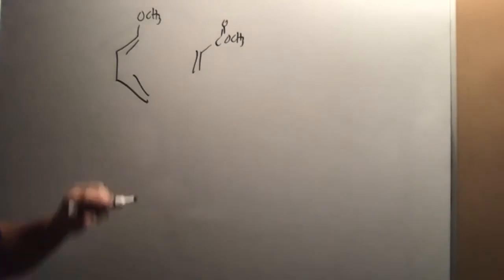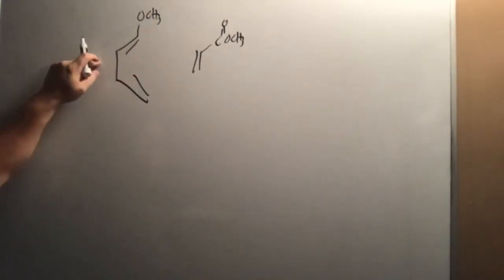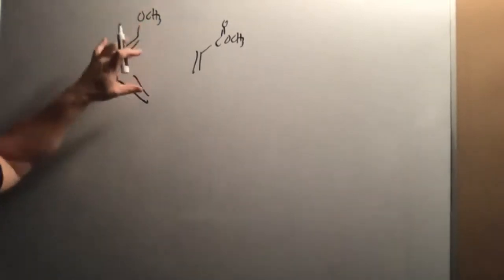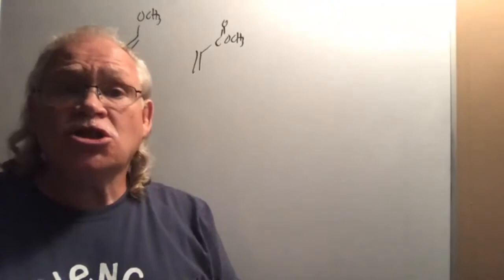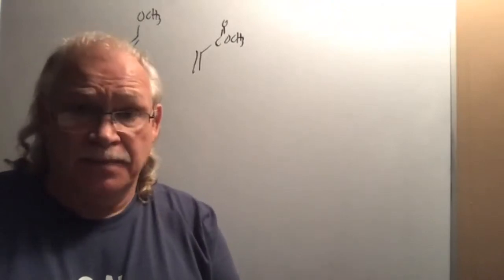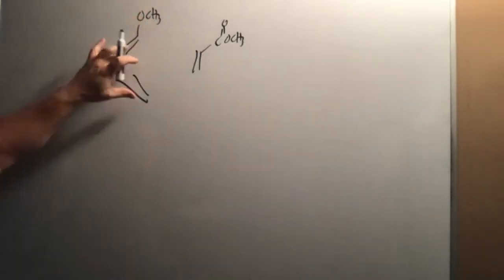In a Diels-Alder reaction, what's the product of this reaction? Now listen carefully. If I look at this diene, do you agree the top is different from the bottom? So we say that is an unsymmetrical diene. The group attached to the top is different than the group attached to the bottom.